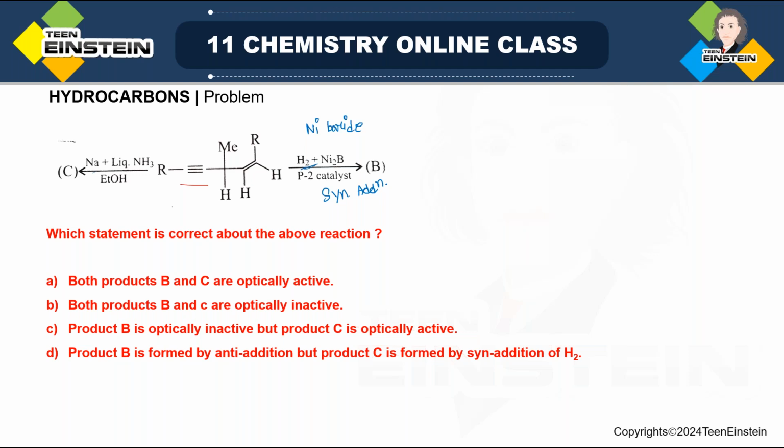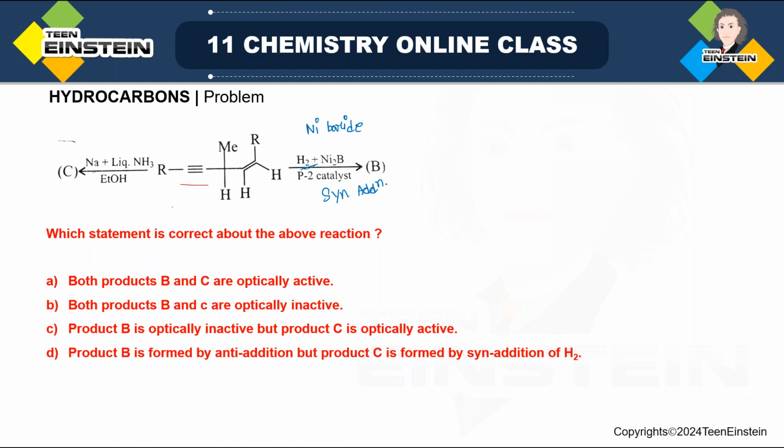You can find some similarity with Lindlar catalyst. There also we have seen that it reacts with the triple bond, there is generation of a double bond, and then there is no further reaction. So it is also just like that. So you are getting product B.